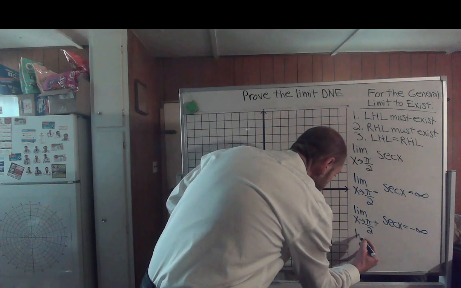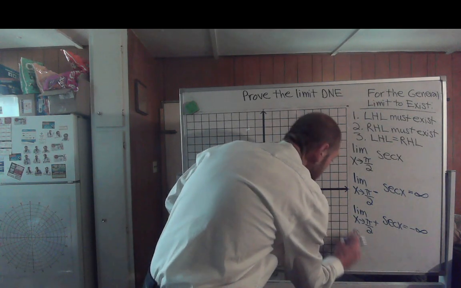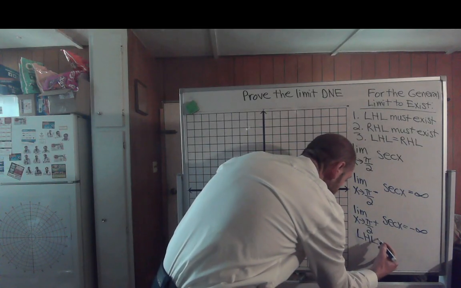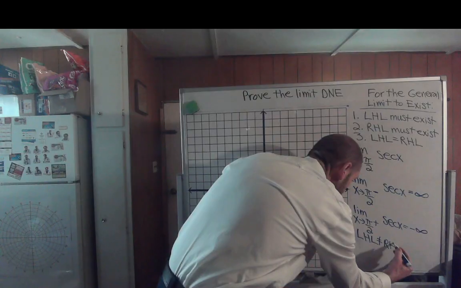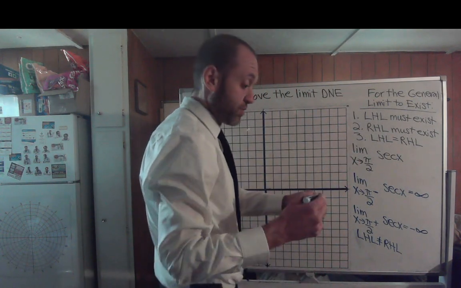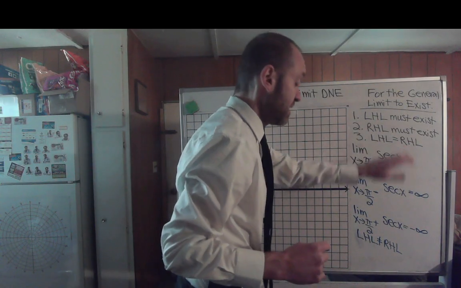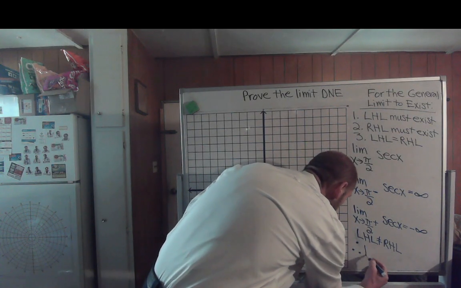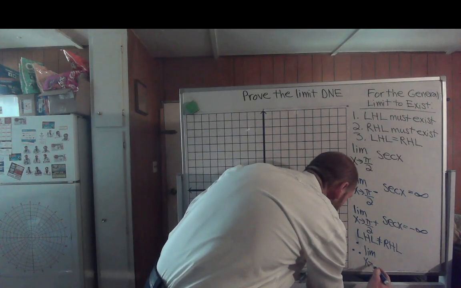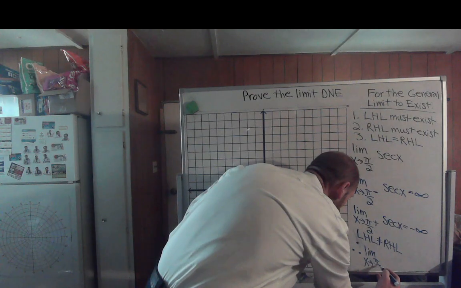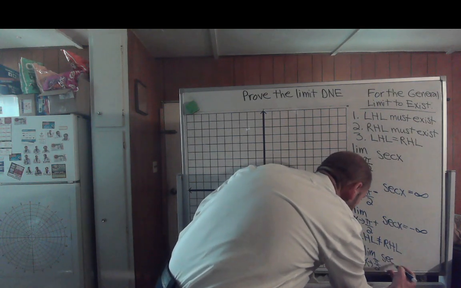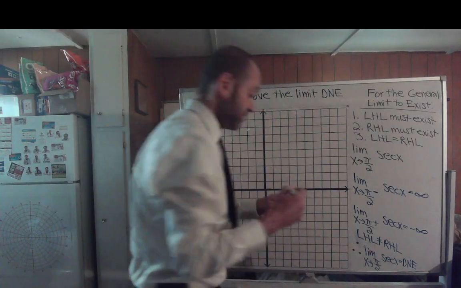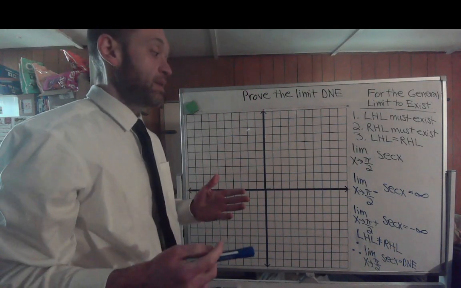Now, both limits exist, but the left-handed limit does not equal the right-handed limit. We have proven that condition 3 is violated. The left-handed limit does not equal the right-handed limit. Therefore, the limit as x approaches pi over 2 of the secant of x does not exist, because the left-handed limit does not equal the right-handed limit.